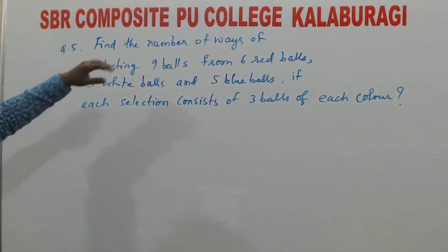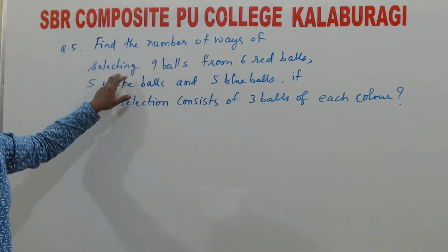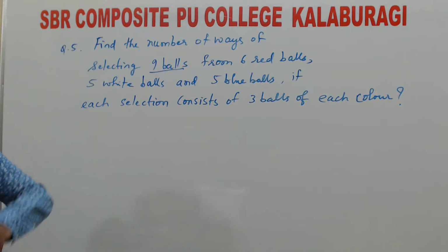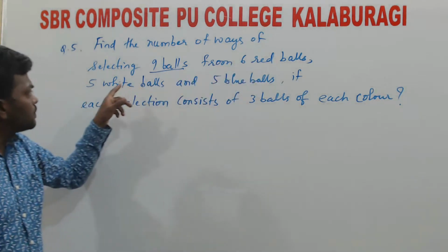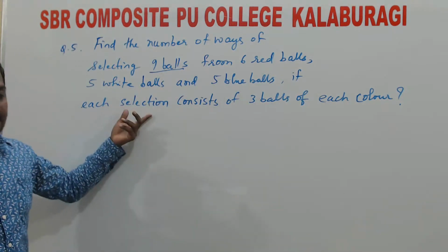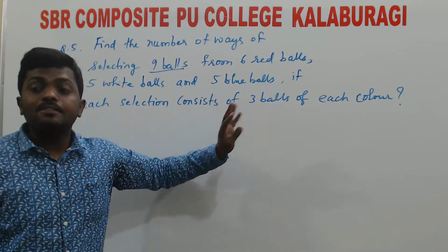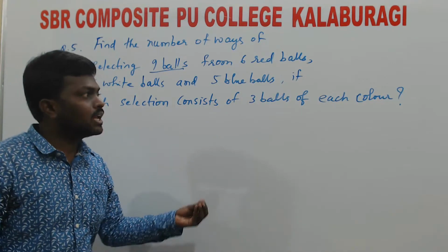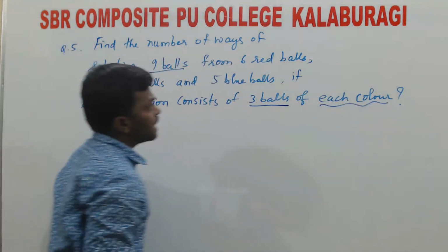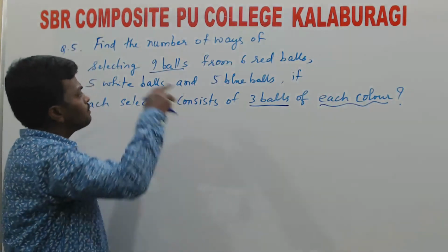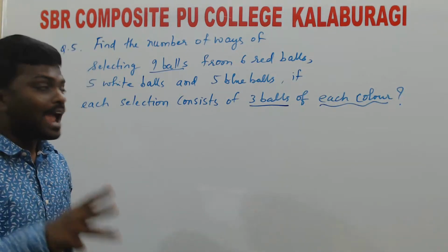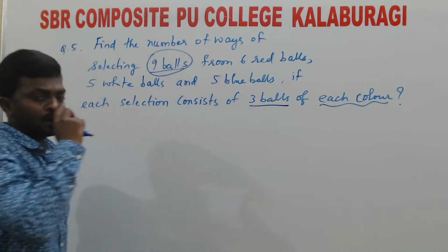So what is the question, students? Find the number of ways of selecting 9 balls. So you need to select 9 balls from 6 red balls, 5 white balls and 5 blue balls, if each selection consists of 3 balls from each color. So from each color you have to take compulsorily 3 balls. That means from red balls you have to pick 3, from white balls you have to pick 3, and from blue balls also you have to pick 3. Is that clear?